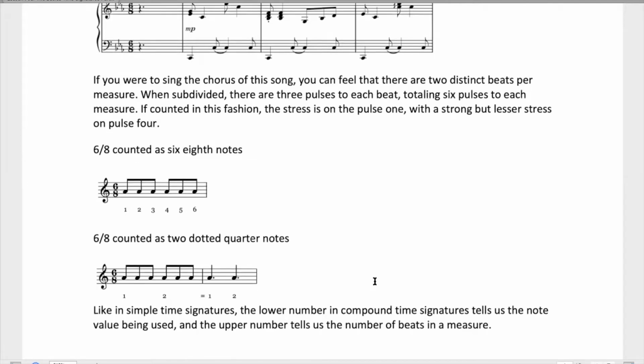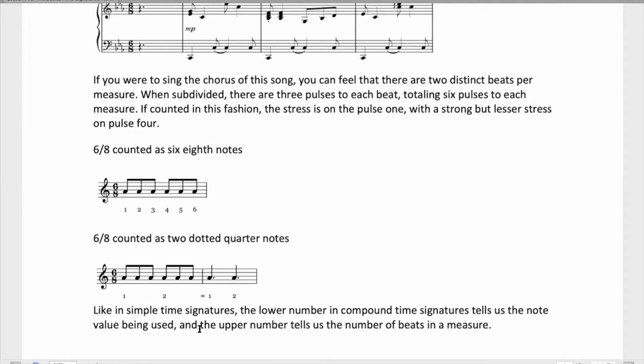Like in simple time signatures, the lower number in compound time signatures tells us the note value being used. Like in this example, as I said, the eighth note is counted as the unit of measurement. And the upper number tells us the number of beats in a measure. There are 6.